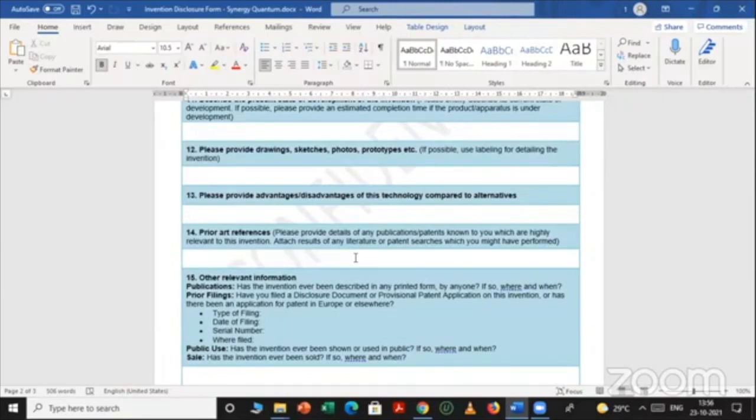Then the 14th point, I think it will be very obvious to all of you, is prior art references. For point number 14, the attorney, or the firm managing your patent filing, is going to do the prior art search, and they're going to charge you.